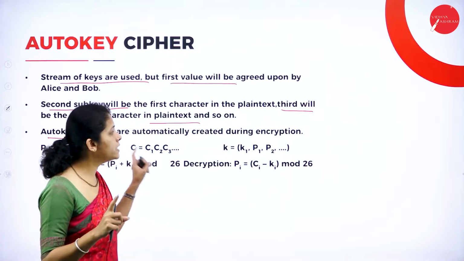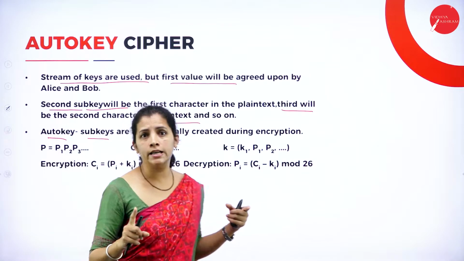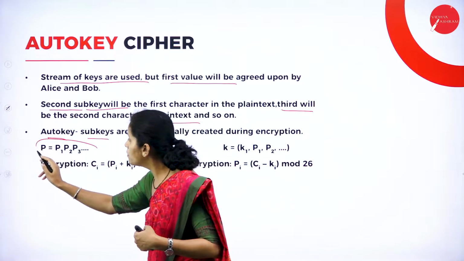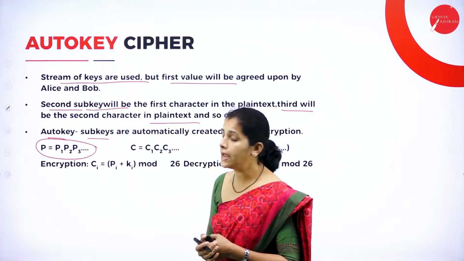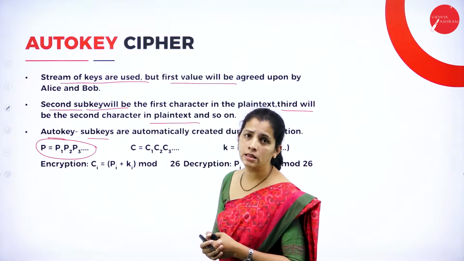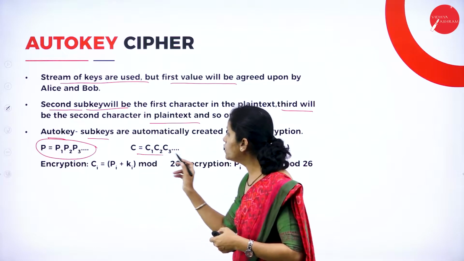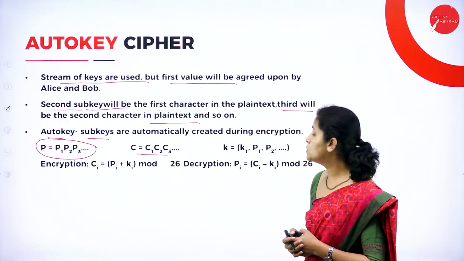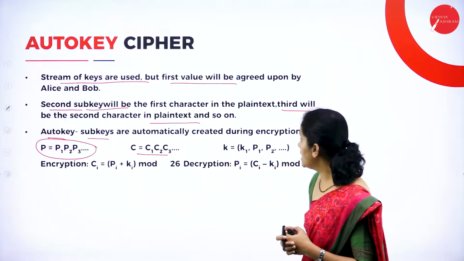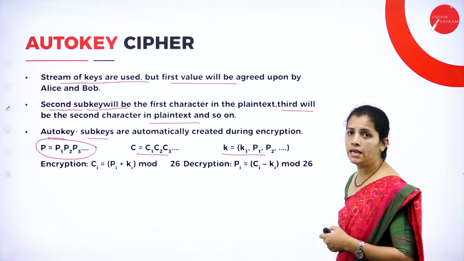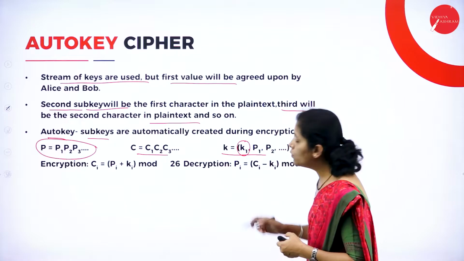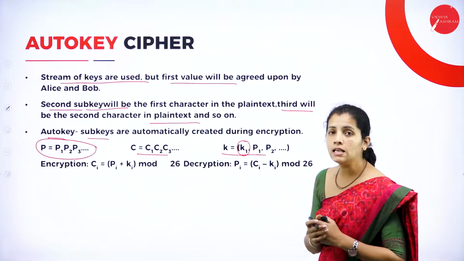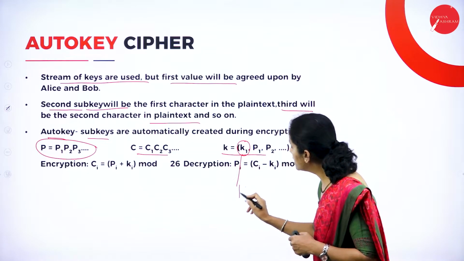That means here keys are automatically generated during the time of encryption. So here think that I'm going to have the plain text, that is P1, P2, P3 and so on, and I'm going to have the ciphertext, that is C1, C2, C3 up to Cn, and I'm going to get the key at the beginning. I'm going to have the key that is agreed between sender as well as receiver. So it is my key.